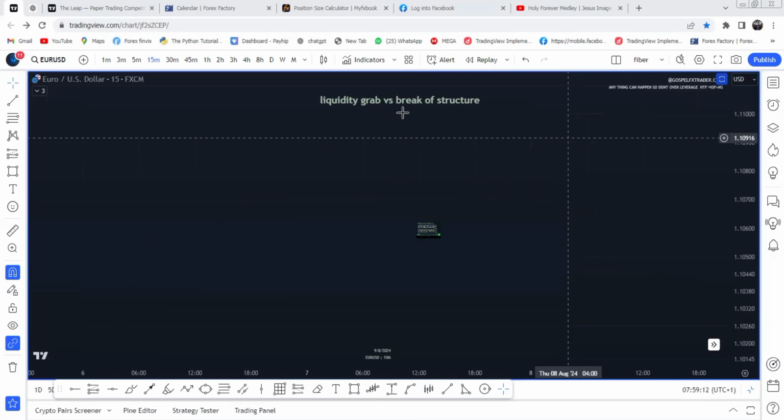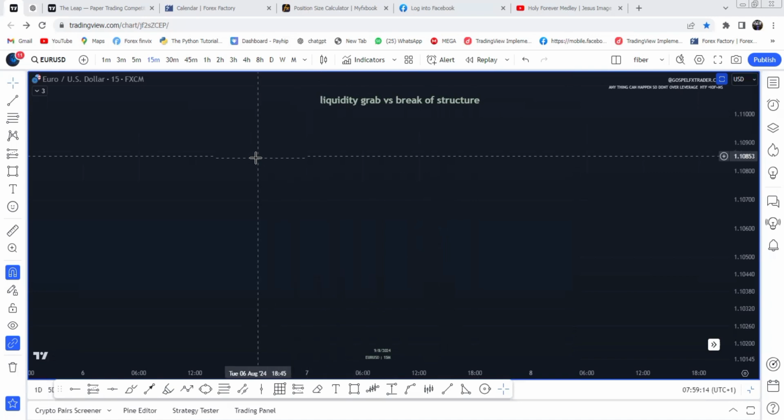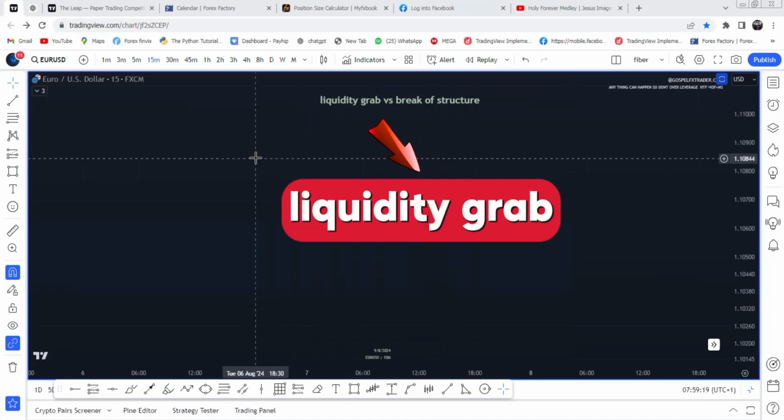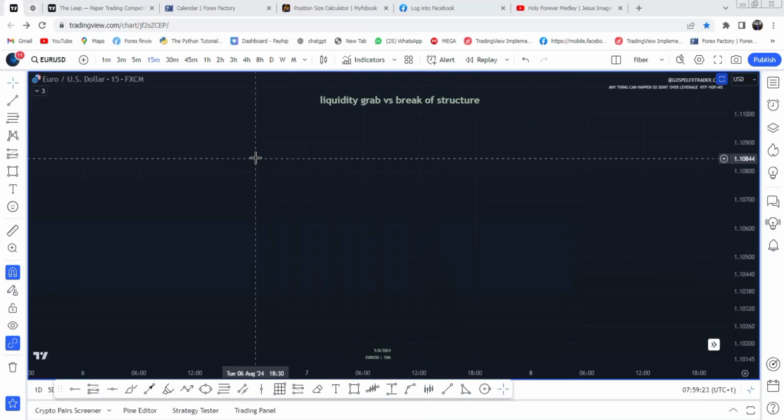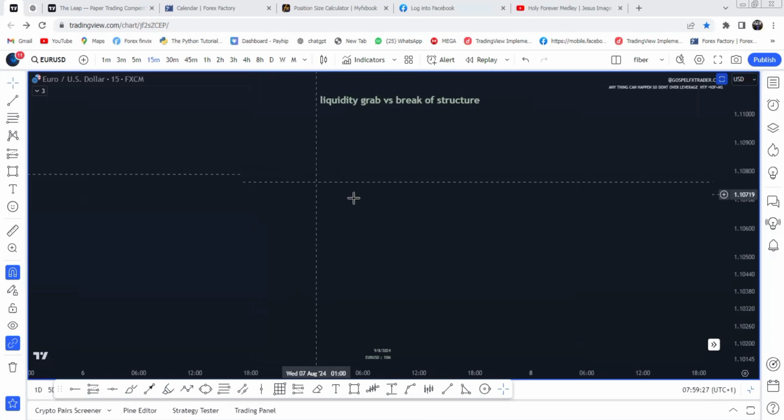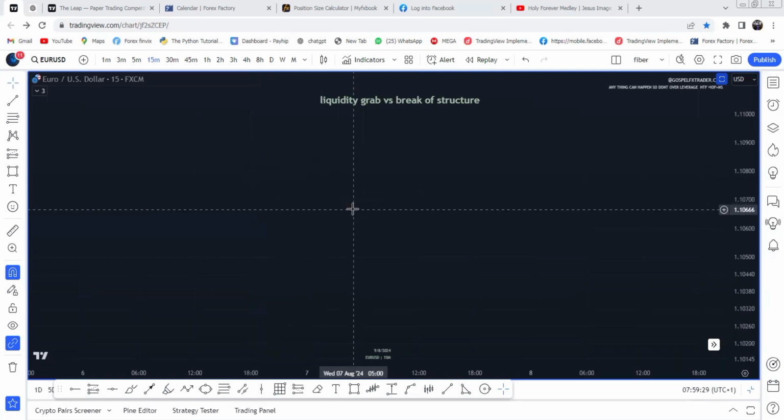So in this video, I'm going to be showing you how you can differentiate if the market is giving a liquidity grab or it is giving you a break-off structure. All right. But first and foremost, I'm going to give you the first thing that you need to keep in mind before you start doubting whether this is a liquidity grab or this is a break-off market structure.